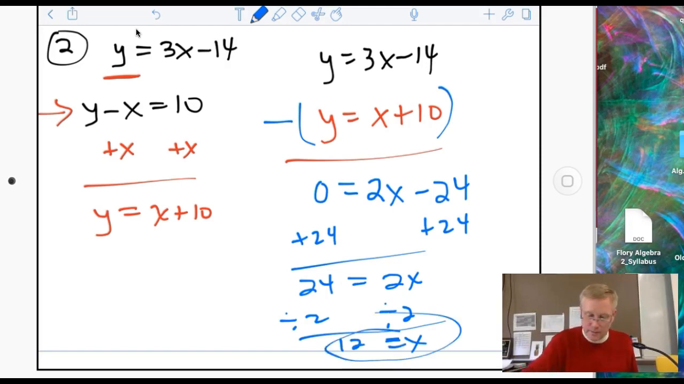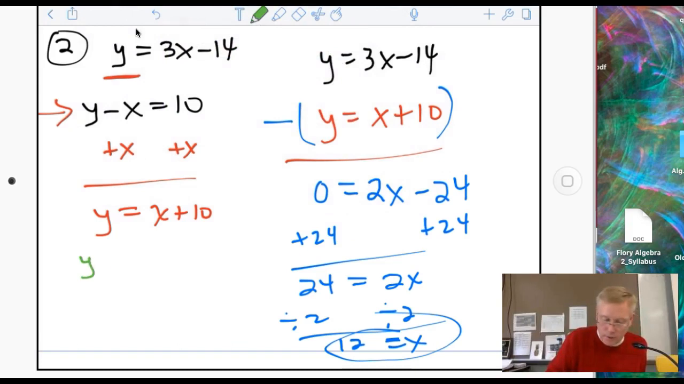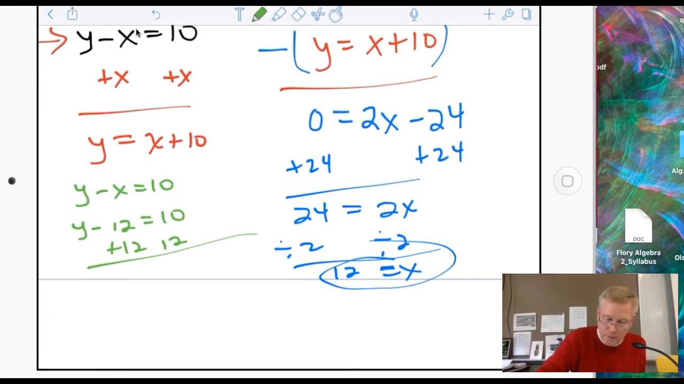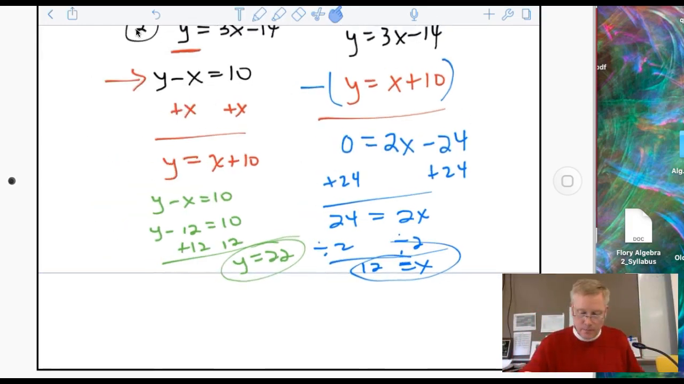That's my first answer. Now I'm going to take either one of those equations and find out what y is. I'm going to take that bottom one, y minus x equals 10, plug in 12 for x, and then I can add 12 to both sides, and I'll get my other answer, y equals 22. Okay? Now, that's one way you can do it.